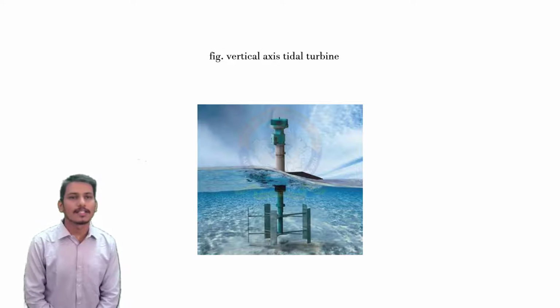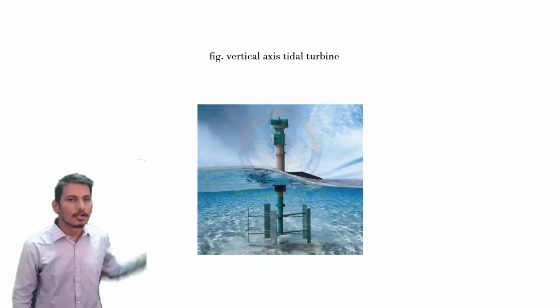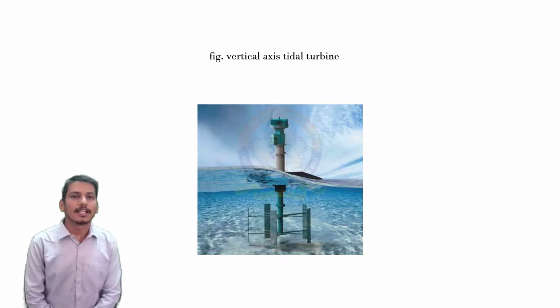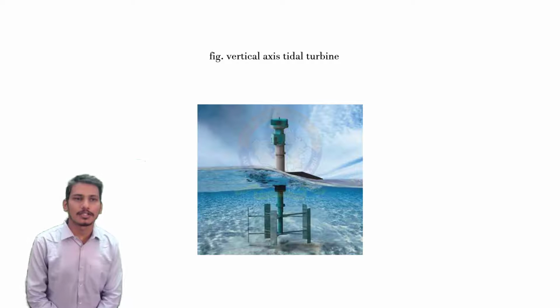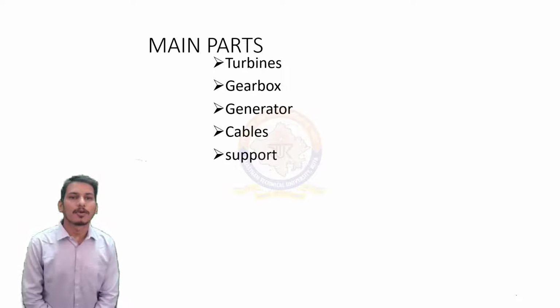Let us see how the vertical axis tidal turbine looks. The vertical axis tidal current turbine possesses some promising advantages: simple design, inexpensive manufacturing, and simple installation. However, we must take care of certain facts such as low starting torque, irregular current velocity, low efficiency, cavitation, and that the ocean environment is particularly harsh. There are a number of components in a tidal turbine: turbine, gearbox, generator, cable and support.